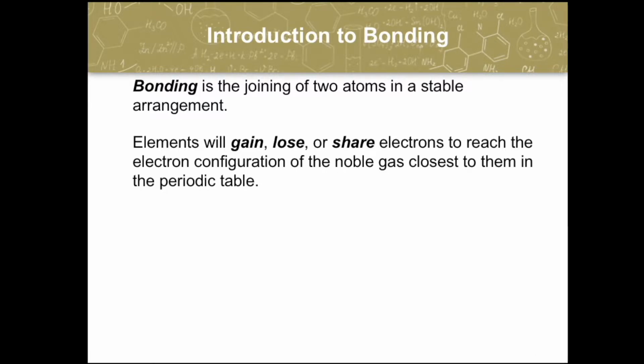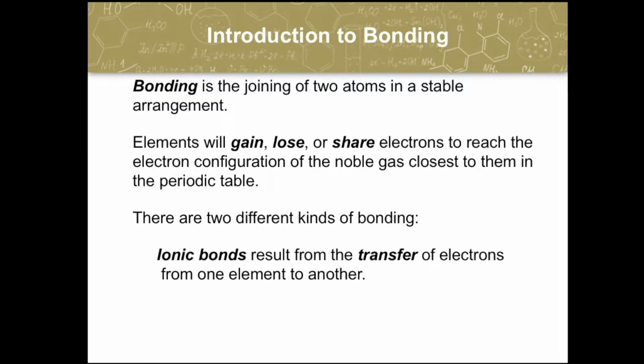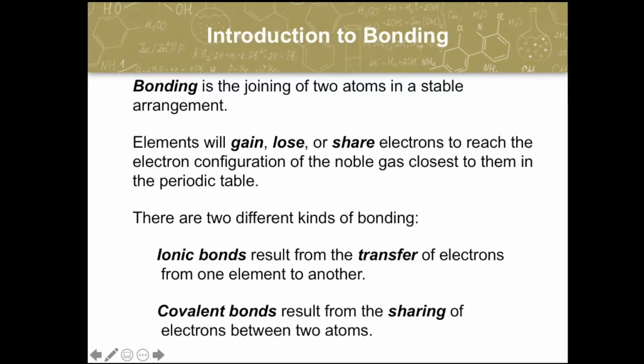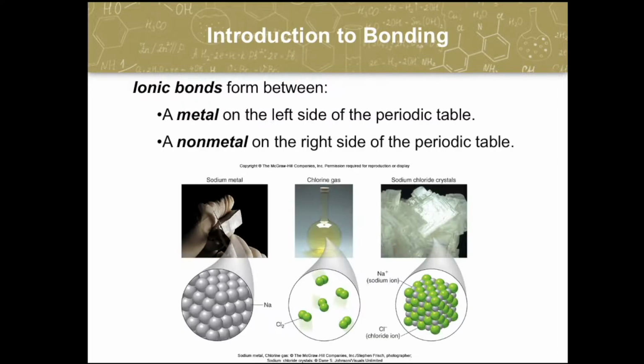Based on this rule, elements can either transfer or share electrons with other elements, and it results in two different kinds of bonding. These two types of bonding are the ionic bonds, which result from the transfer of electrons from one element to another, and covalent bonds, which result from the sharing of electrons between two atoms.